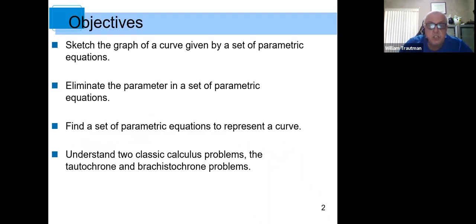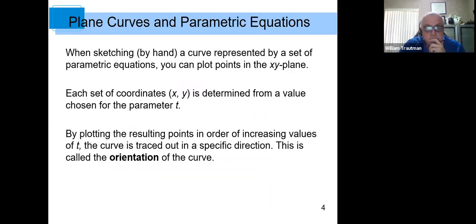So this is what we're going to do. Sketch a curve, eliminate the parameter once again, and then we're going to create the parametric equation from some other equation that we have with just X and Y's in it. When sketching by hand, a curve represents a set of parametric equations. We're going to be plotting on the X and Y plane, each of the coordinates. So we're going to find coordinates, the X and Y. It's just an X and Y axis. And we're going to find the coordinates and we're going to plot these points.